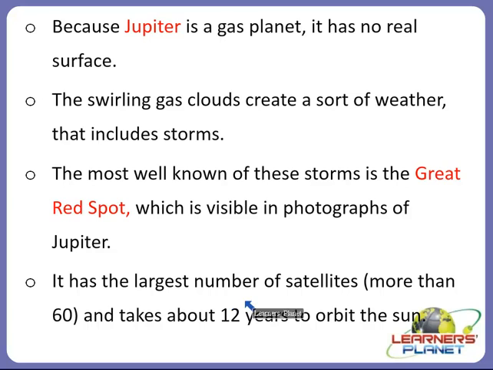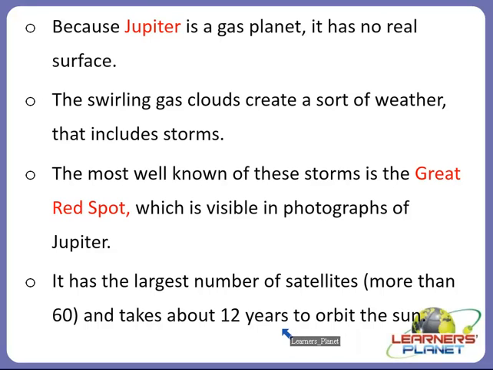Besides these, it has the largest number of satellites, more than 60 in number, and it takes about 12 Earth years to orbit the Sun. Jupiter is considered a gas giant because it does not have a solid surface. Under its atmosphere is a large liquid ocean of hydrogen and water. What actually lies between that ocean and the atmosphere? Actually there is nothing in between them, because the atmosphere slowly gets thicker and thicker until it becomes part of the ocean.